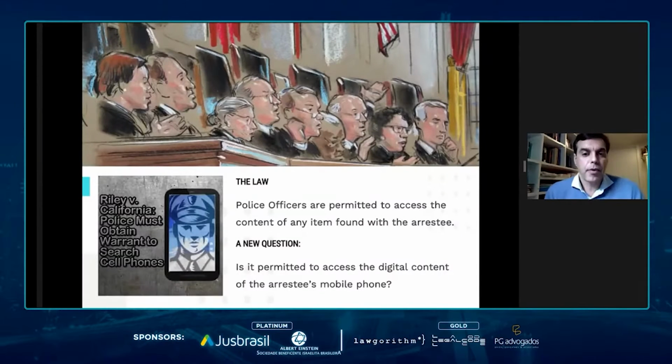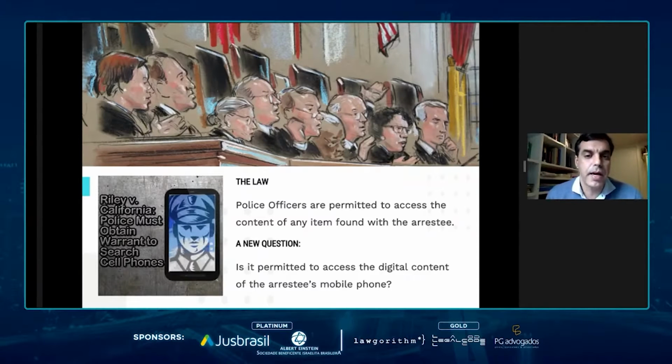As a running example for our model, we have used the Riley versus California case judged by the US Supreme Court in 2014. According to the law at the time, police officers were permitted to access the content of any item found with the arrestee in an arrest. Then a new question was raised by this case: is it permitted to access also the digital content of the arrestee's mobile phone?